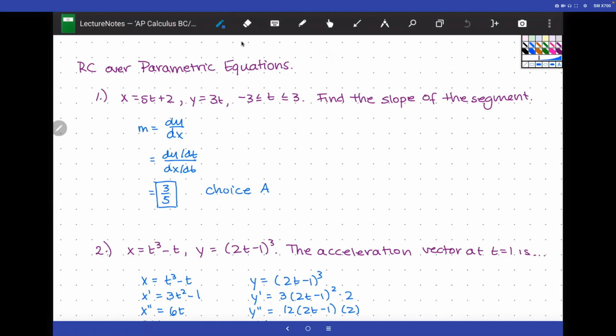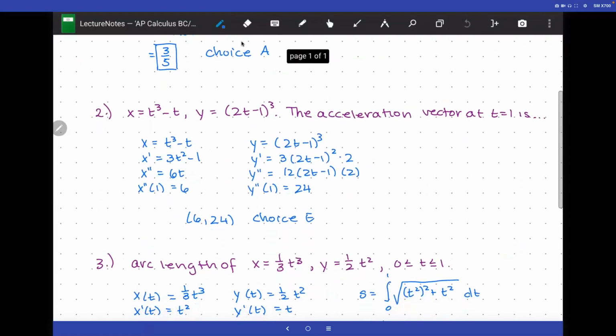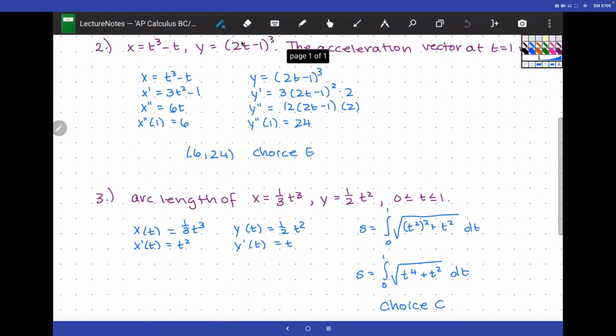All right, ready for number 2 then? Hang on, I'm not ready. There we go. Now I'm ready. Number 2! Actually, yeah, I can fit both of them. There's 2 and 3.